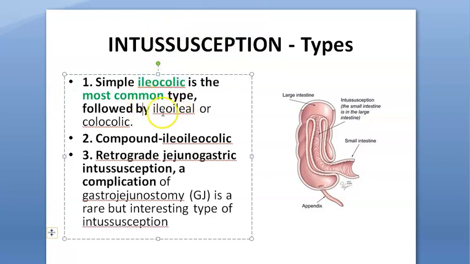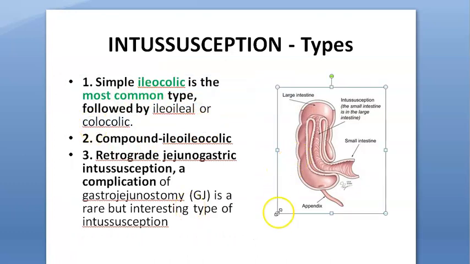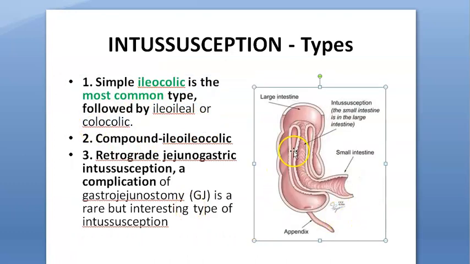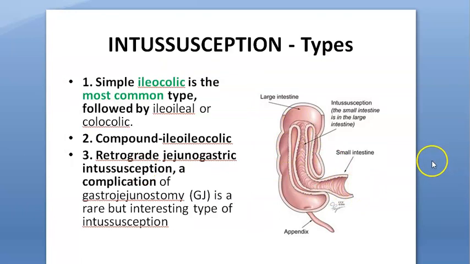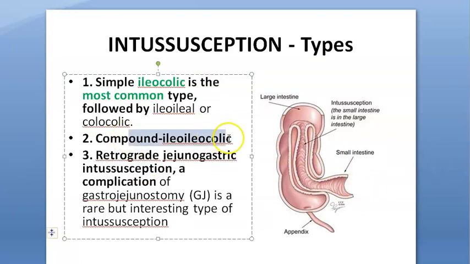Otherwise you can have ileal, colocolic. That means in ileal, the ileum segments fight amongst themselves, and in colocolic, the colon segments fight amongst themselves. That is different. But here small intestine entering large intestine is most common. Obviously it makes sense. Large is large, small is small, small will enter the large. Compound ileocolic. Now this became more complicated. These two fought with each other, became ileo, then both of them entered colic also. That is compound.